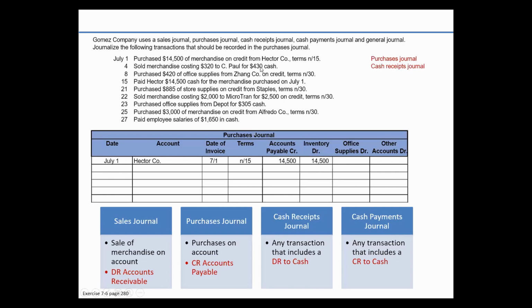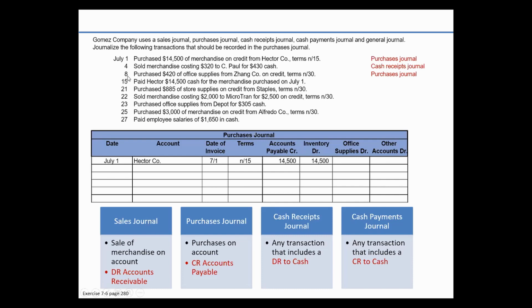Paul for $430 in cash. So that one, it's cash receipts because it was a sale that was made on cash. So we won't record that right at this moment.